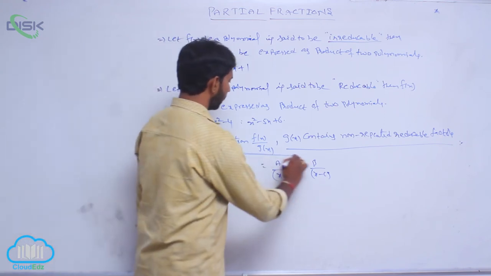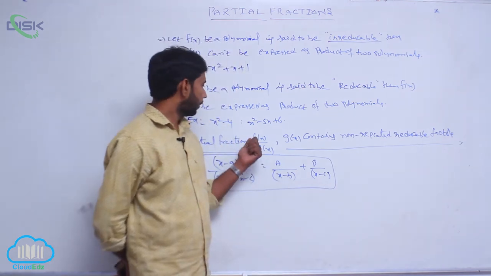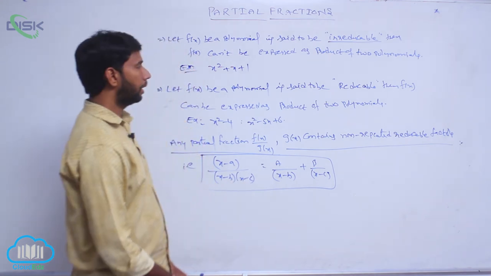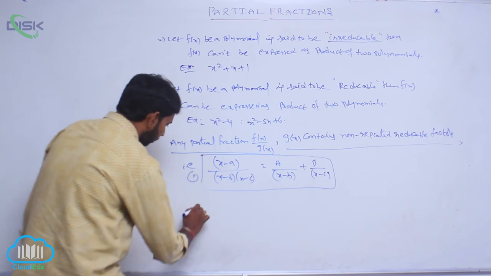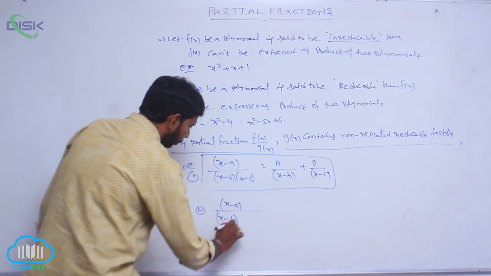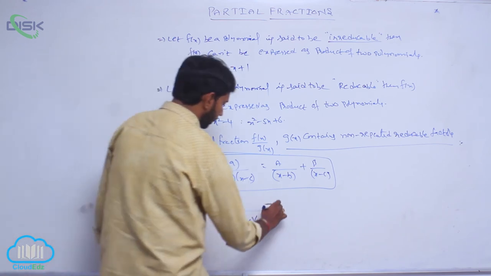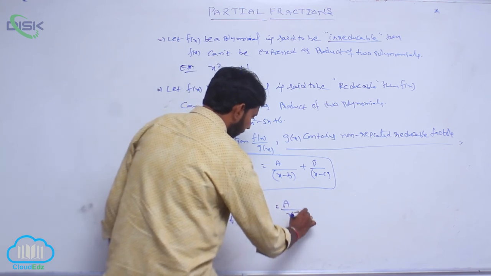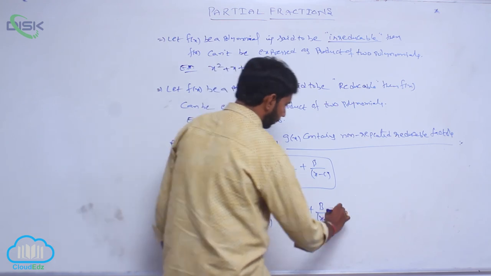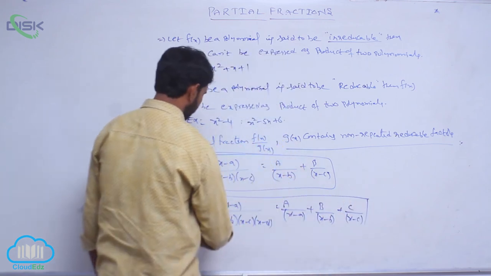This is the partial fractions of the f of x by g of x that contains non-repeated reducible factors. And another model is, suppose some x minus a by x minus b into x minus c into x minus d. It can be written as A by x minus a plus B by x minus b plus C by x minus c. This is the second one.